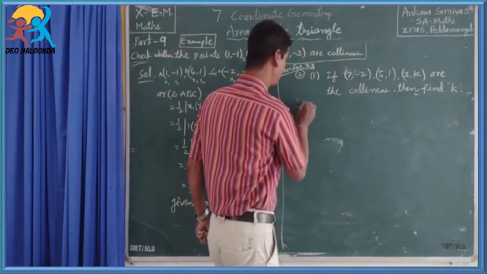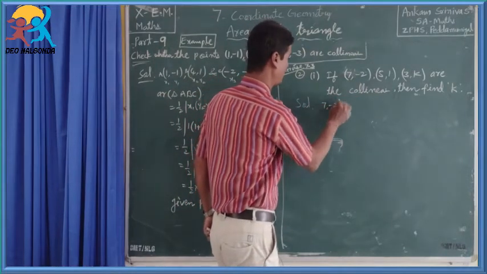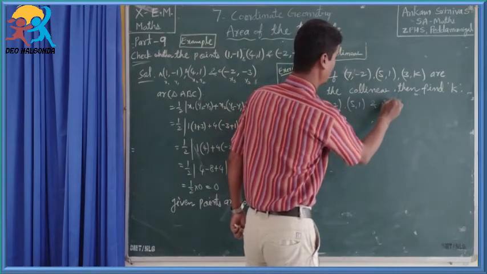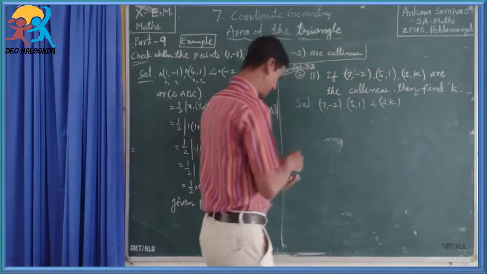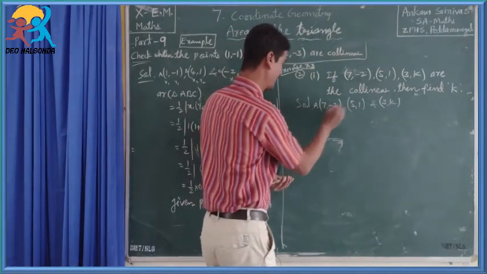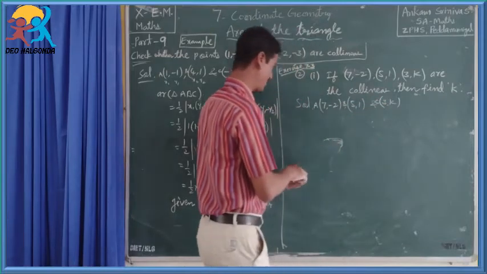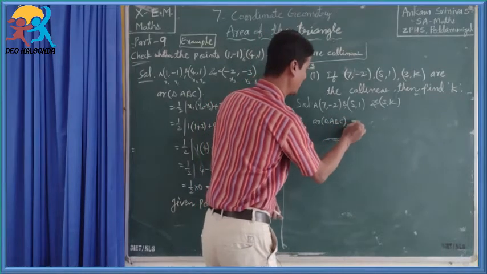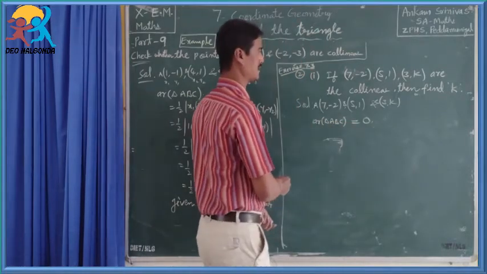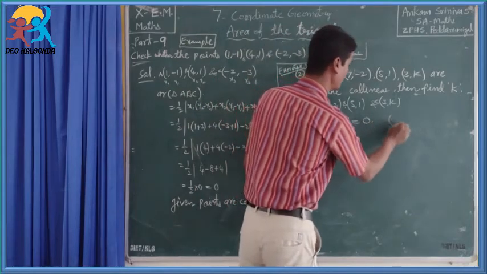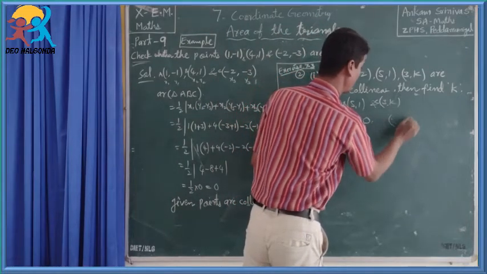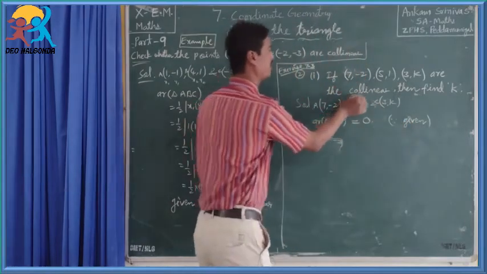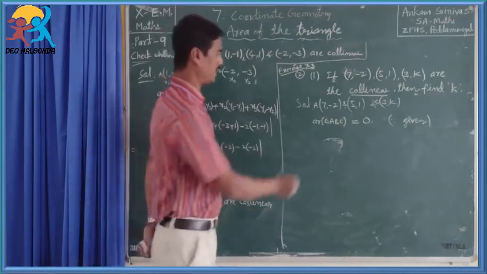First write the given points: (7, -2), (5, 1) and (3, k). And for the area of the triangle, let us suppose A, B, C. Now write the area of triangle ABC. Area of triangle ABC equal to 0, since they are collinear points, that's the given information. What is the given information? Collinear points. Find the area of the triangle.